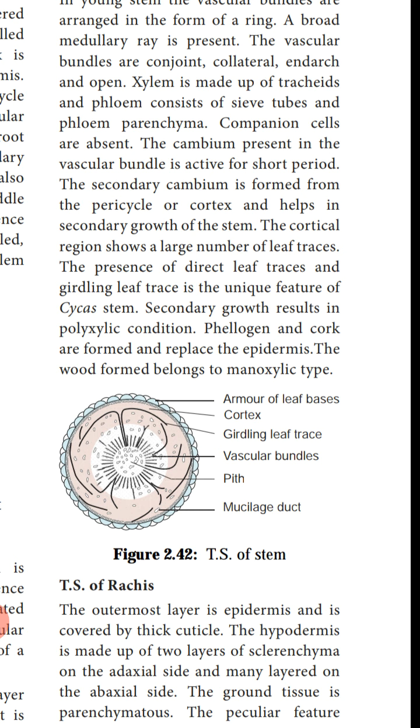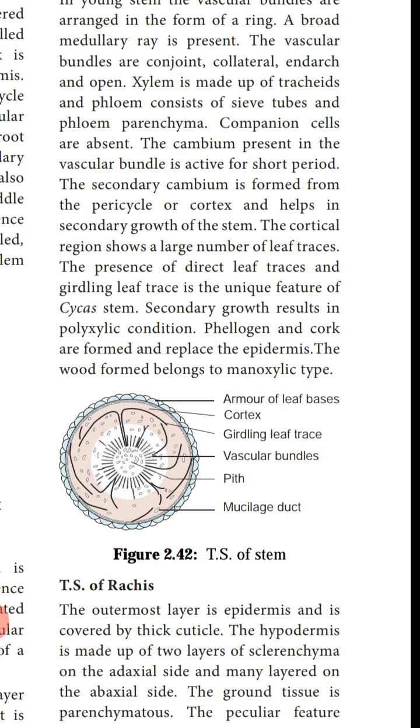Now, xylem is made up of tracheids and phloem consists of sieve tubes and phloem parenchyma. As we have studied in Cycas, the conducting element in the xylem is the tracheids, whereas in the phloem companion cells are absent. Sieve tubes and phloem parenchyma are present. The cambium present in the vascular bundle is active for a short period. The secondary cambium is formed from the pericycle or cortex and helps in the secondary growth of the stem.